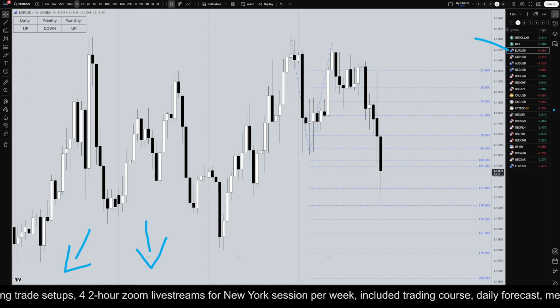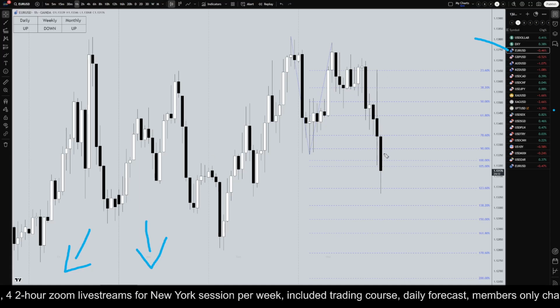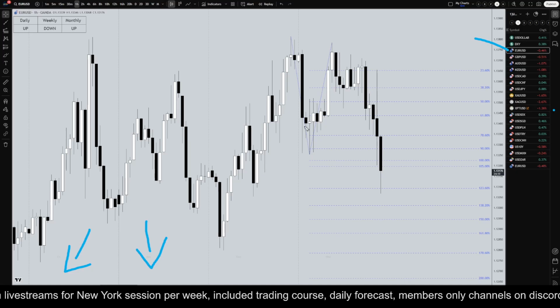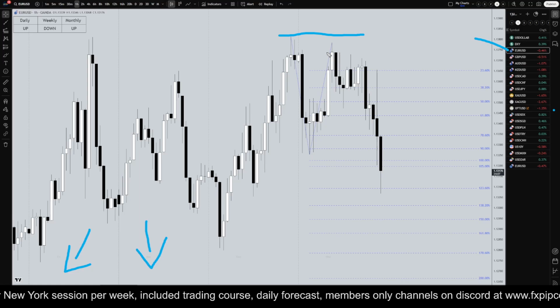So anyways, we had FOMC news come out tonight. Not really a huge move, definitely considering such a big news event. Now we have a swing high right here, and then we have a lower high.